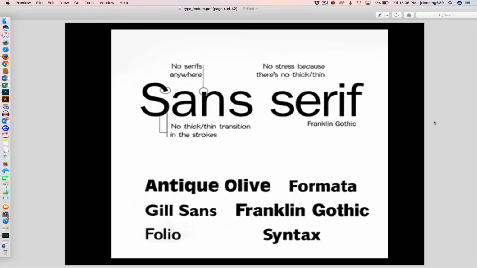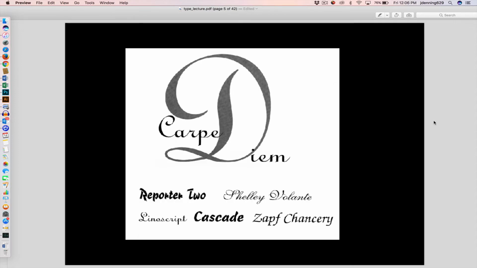So often if you need copy to be very straightforward, very clean, and not overly distracting, you might want to pick a sans serif font.